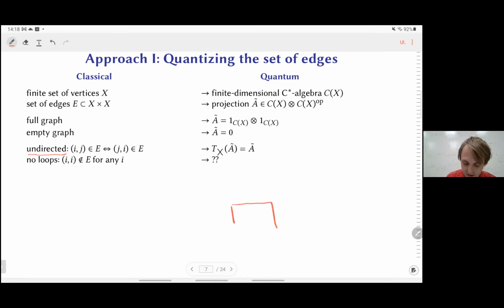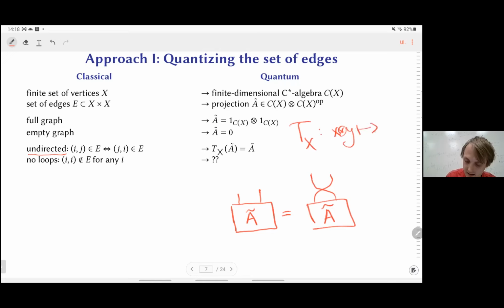I will try to draw this as a diagram. So A tilde is some element of this tensor product. So it has somehow two outputs, and this condition says that you can somehow switch those outputs. So by this T cross, I mean the swapping map like this.